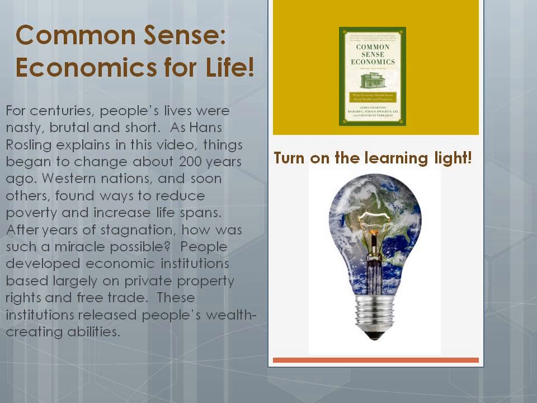For centuries, people's lives were nasty, brutal, and short. As Hans Rosling explains in this video, things began to change about 200 years ago. Western nations, and soon others, found ways to reduce poverty and increase lifespans. After years of stagnation, how was such a miracle possible? People developed economic institutions based largely on private property rights and free trade. These institutions released people's wealth-creating abilities.